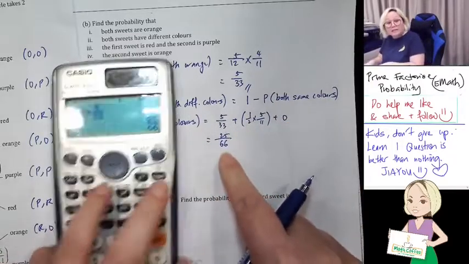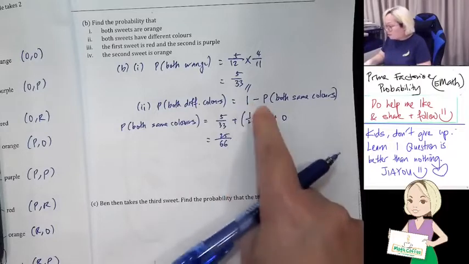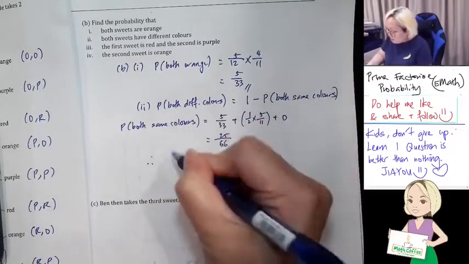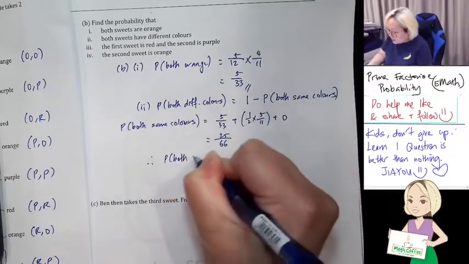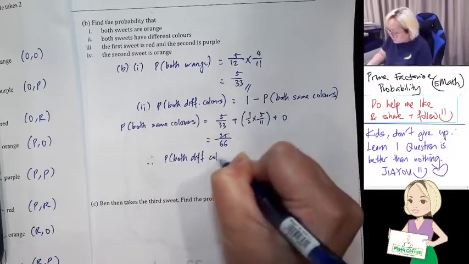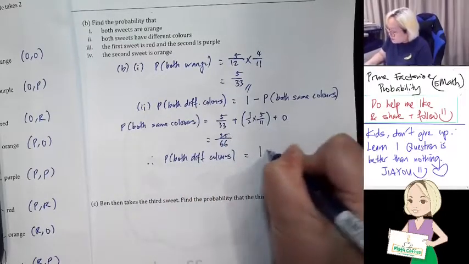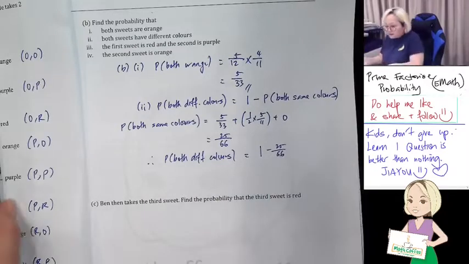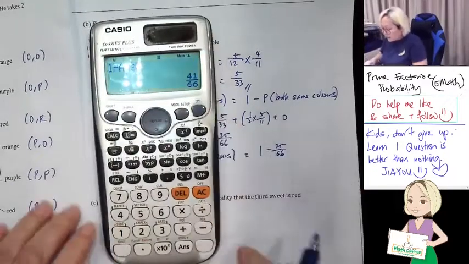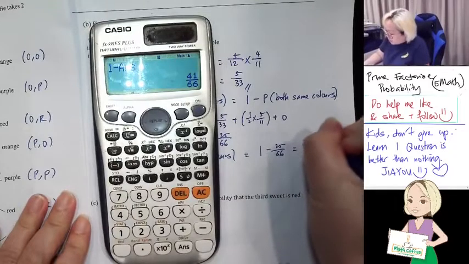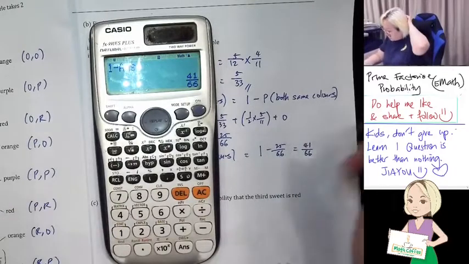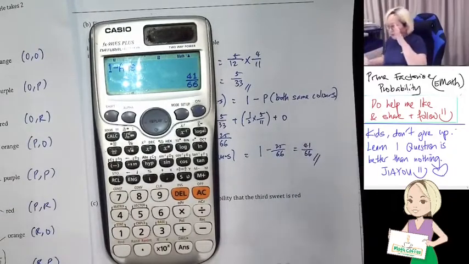This is not the final answer, because I'm supposed to take 1 whole minus this. So therefore, probability of both different color equals 1 whole minus 25 over 66. So 1 minus the answer will be 41 over 66. And that's my answer. Okay?